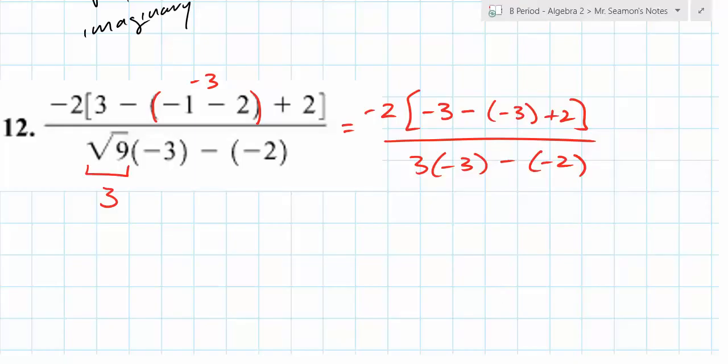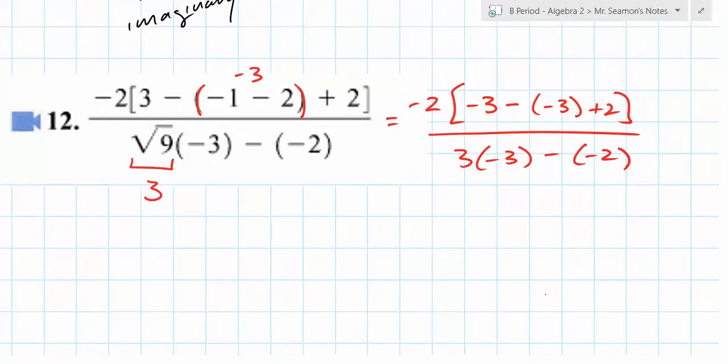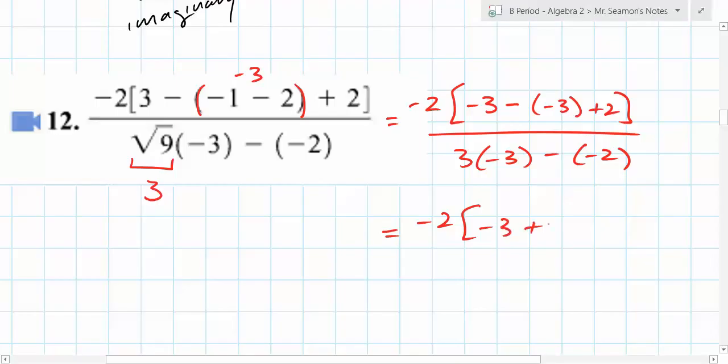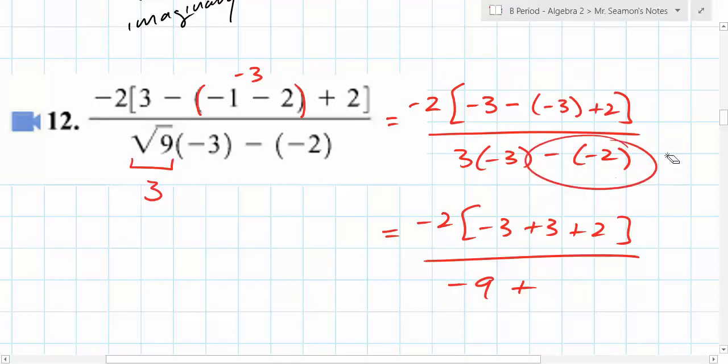I tried to distribute the negative sign. You could. You can distribute the negative sign if you want. It comes out to the same thing because you're going to end up with negative 2, negative 3, plus 3, plus 2, all over negative 9, plus what? What's this? Plus what? Plus 2. Plus 2. Thank you.